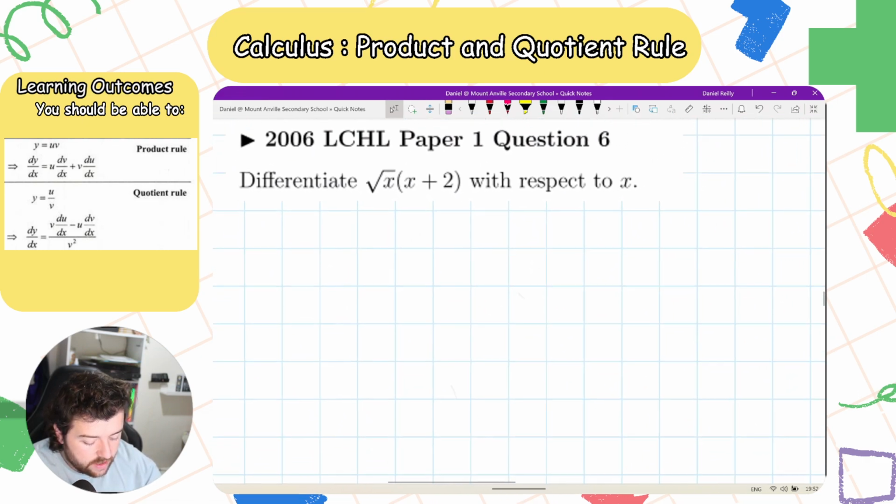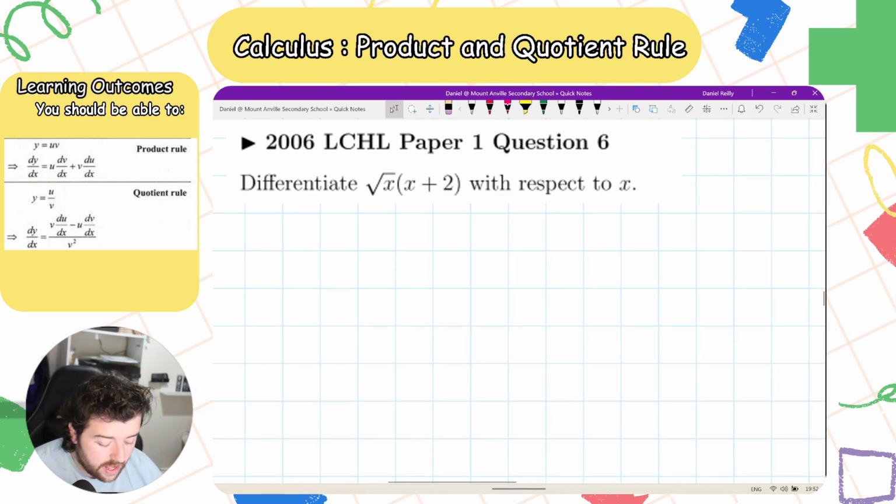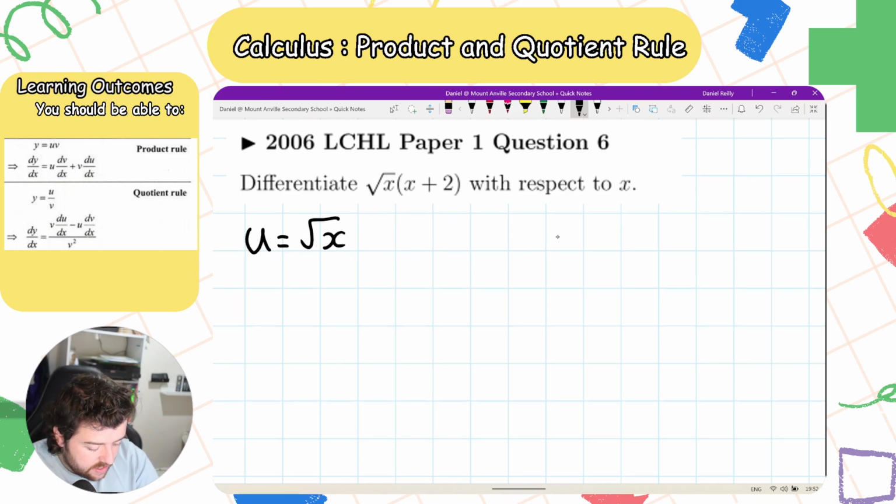So this is from 2006. Differentiate root x times (x plus 2) with respect to x. So u is going to be equal to root x, v is going to be equal to x plus 2.